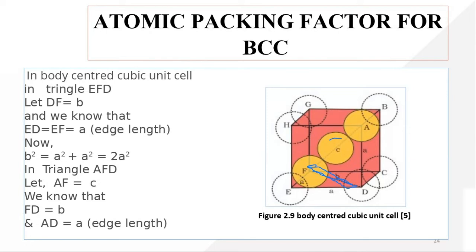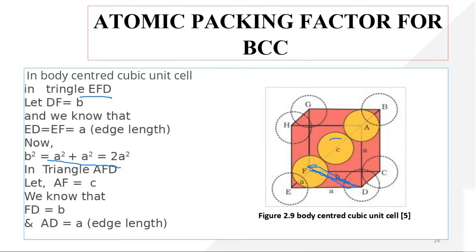So how will we calculate it? We can see here a triangle EFD. So we are talking about EFD. This is a triangle, and how will we calculate it? Using the Pythagoras theorem, we can see that the value of B comes out to be A square plus A square, equal to 2A square. So the value of B is square root 2 A.